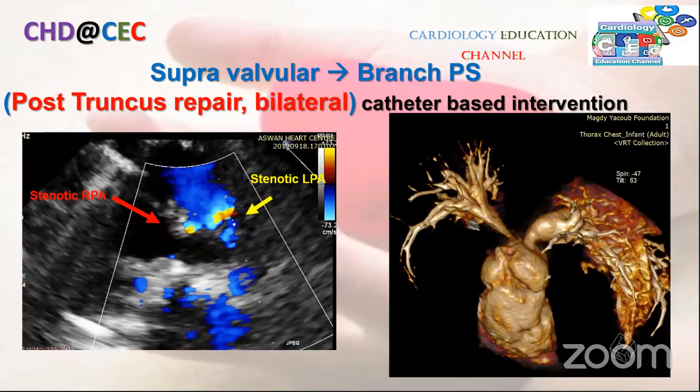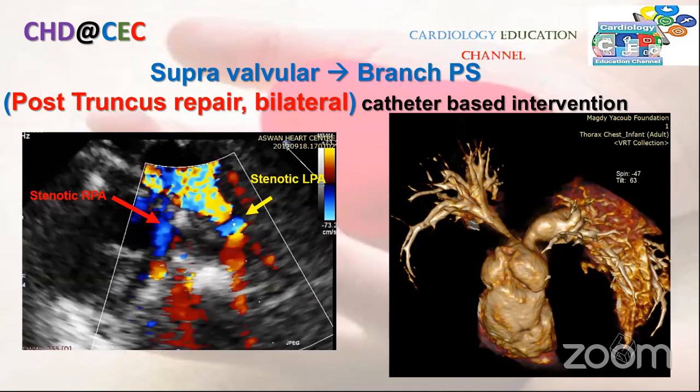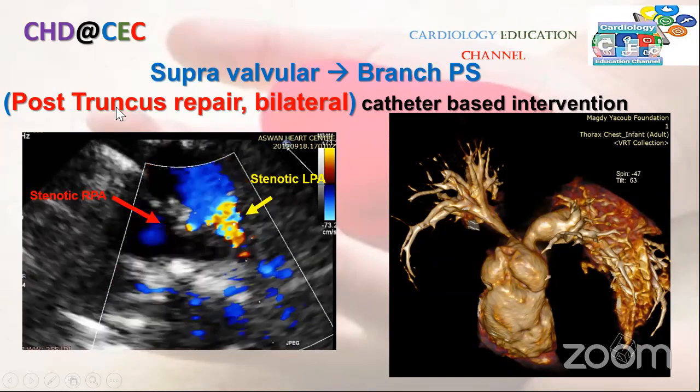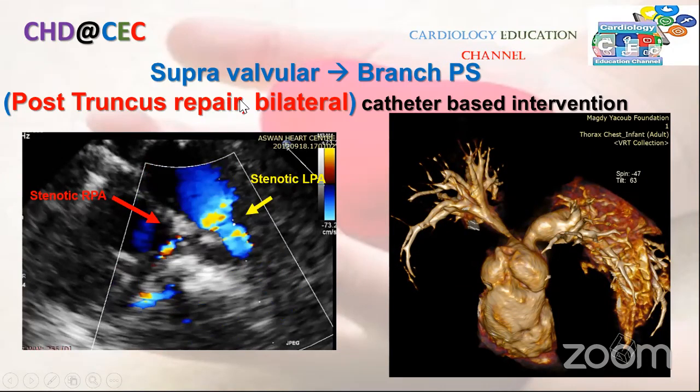It's another example of post-surgical complication. This is a baby post-truncus repair. This baby had a bilateral branch pulmonary stenosis at the origin, at the site of the connection of the PAs to the RV to PA conduit.